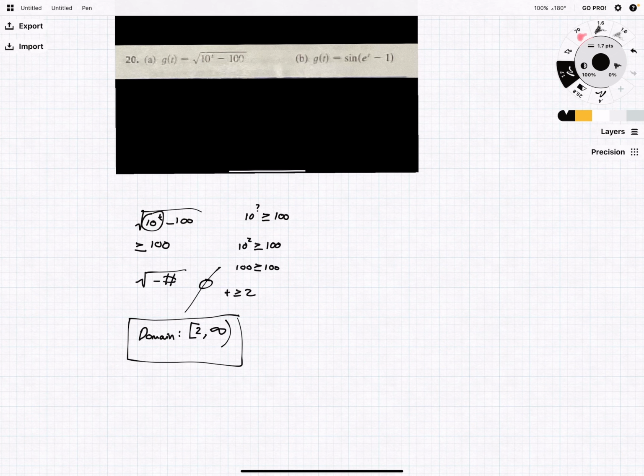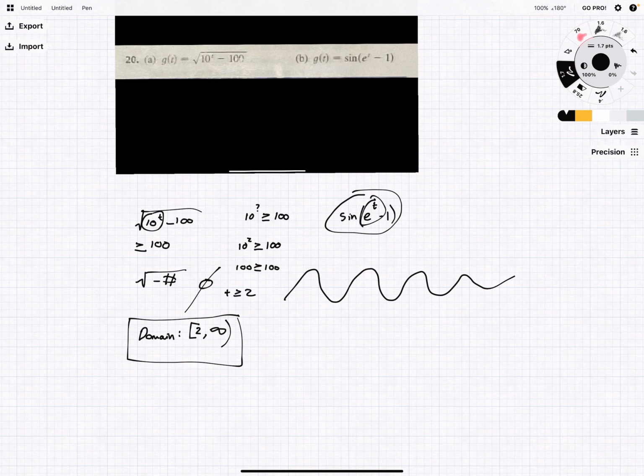Now for part B, g of t equals sine of e to the t minus 1. Well, luckily for us, sine is a continuous function. Continuous meaning that there are no interrupted intervals. Sine has an unlimited domain, really, and there's no real input that you could put for sine that gives you some non-answer. So that's good news, because as long as e to the t is defined on all intervals, then sine will also be defined on all intervals.